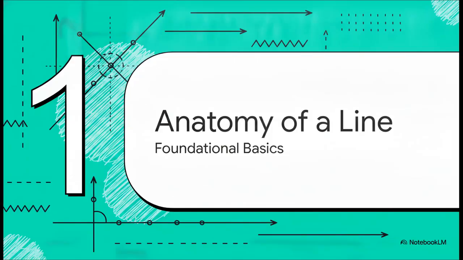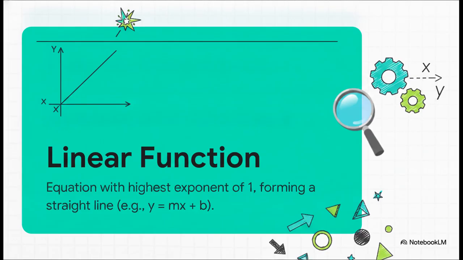Okay, part 1, the anatomy of a line. Before we can even begin to understand how lines interact with each other, we have to know what makes a linear function in the first place. The whole secret is locked inside this simple but super powerful equation, y equals mx plus b. This defines a linear function. The absolutely crucial, defining feature here is that the highest exponent on our variables is just 1. That's called its degree, and a degree of 1 guarantees a perfectly straight line on a graph.